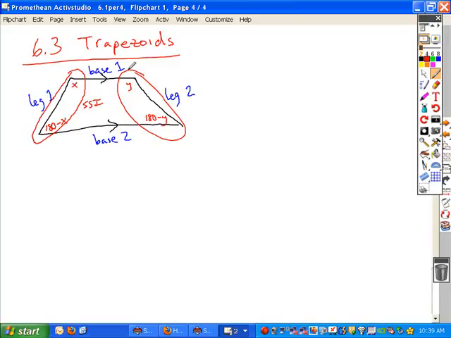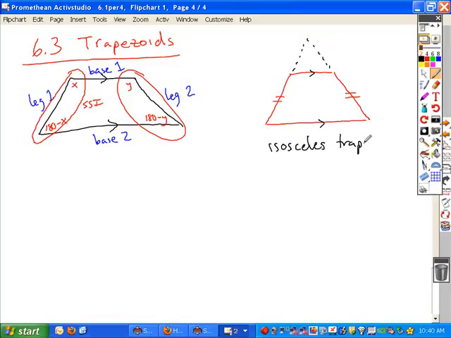In addition to this type of a trapezoid, you may also see a trapezoid that looks like this. Okay, so if you have a trapezoid in which the legs are equal to each other, that's really just a portion of what shape? What type of triangle? An isosceles triangle. So the name for this trapezoid is based on that relationship. If the two sides are equal to each other, you have an isosceles trapezoid.